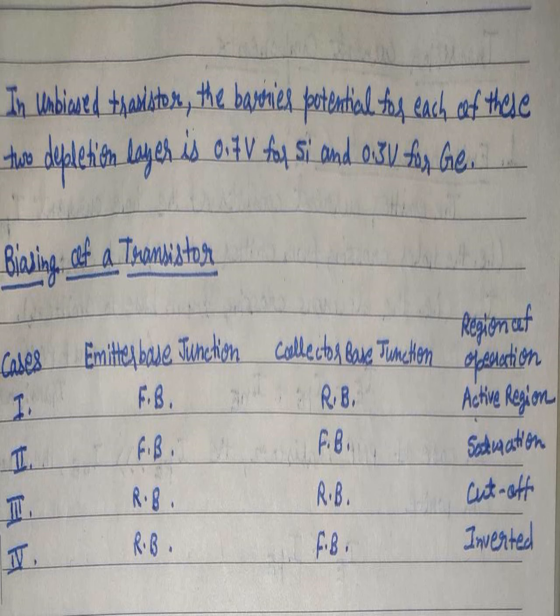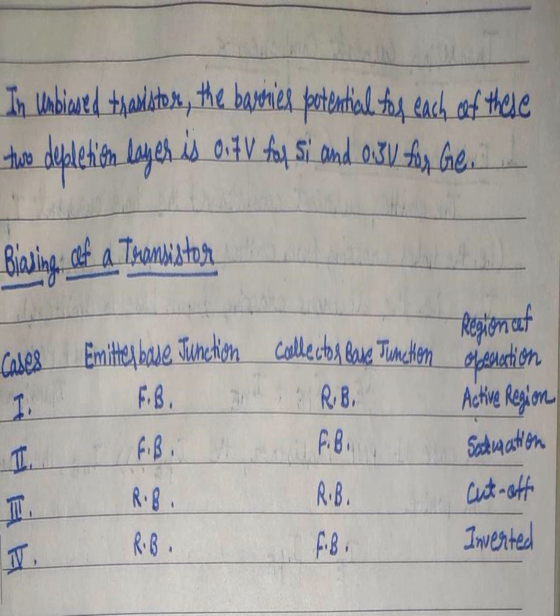Now we will discuss the biasing of the transistor. As we discussed, transistor is a three-terminal device: emitter, base and collector. If the emitter-base junction is forward biased and the collector-base junction is reverse biased, it means the transistor is in the active region.